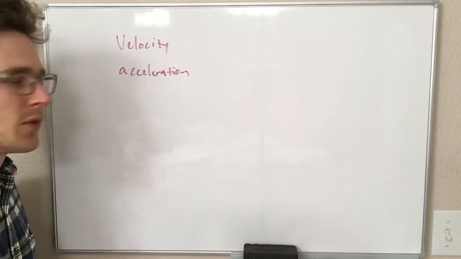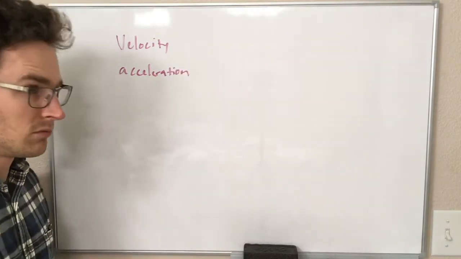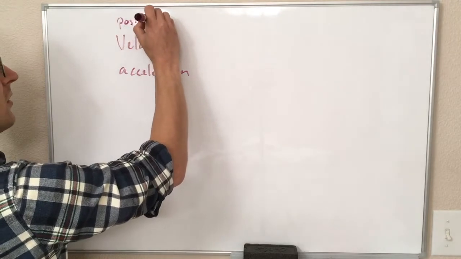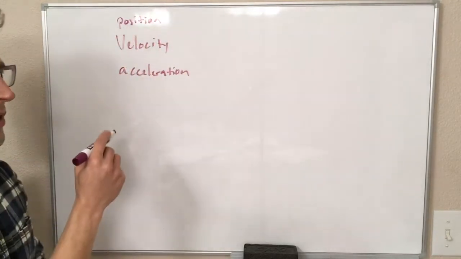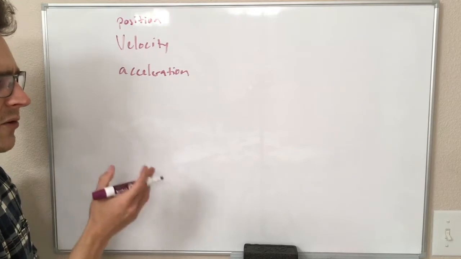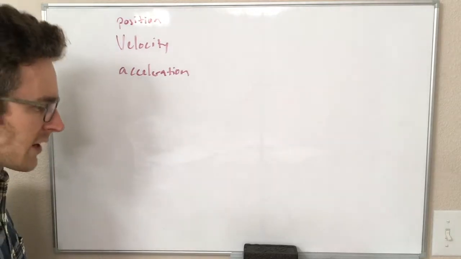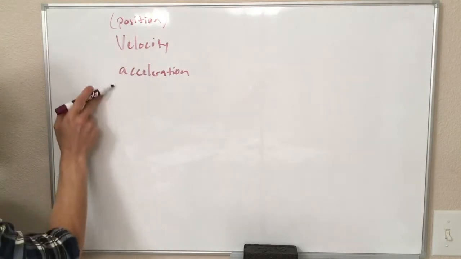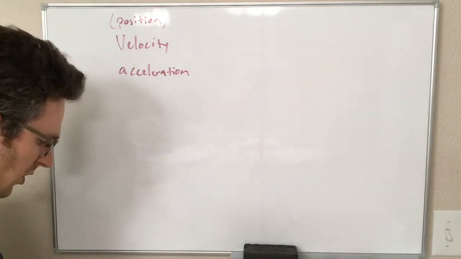We will learn about other ones later. Position is also a vector, but really we almost always express position just in terms of x and y rather than as a vector magnitude and direction. So this turns out to not be as important as velocity and acceleration.